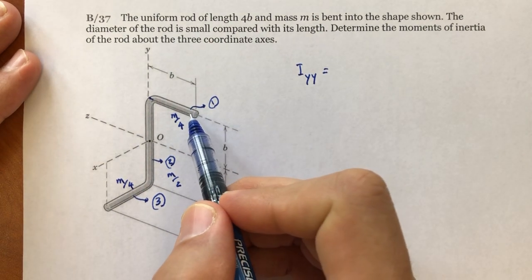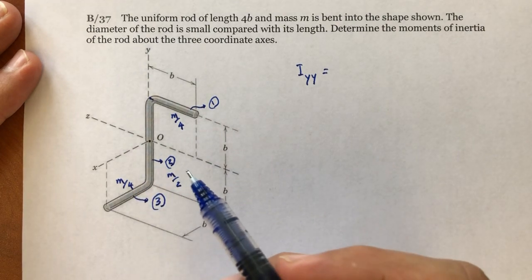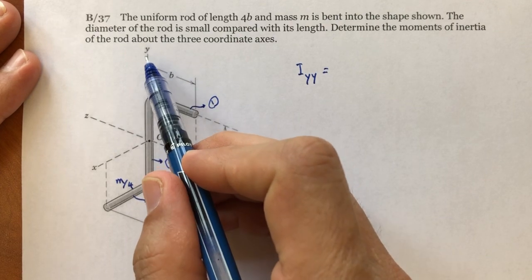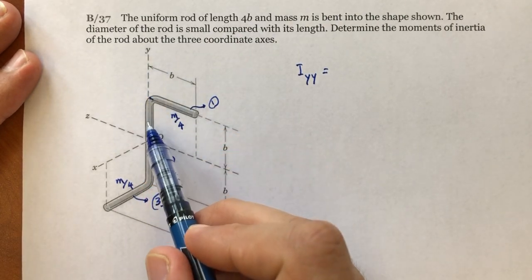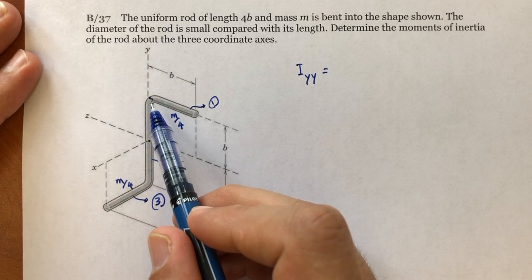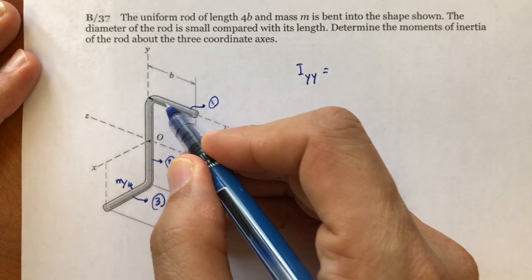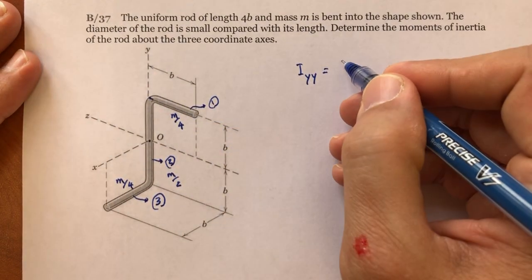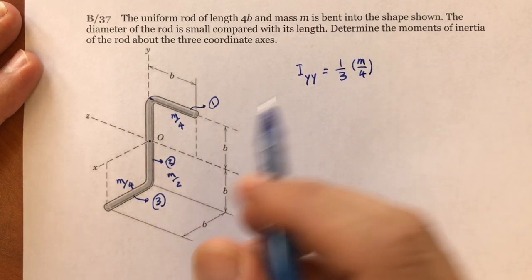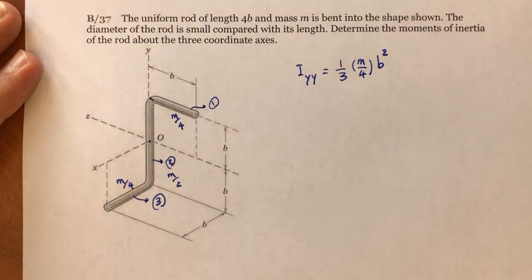Now, what is the mass moment of inertia of the first one about the y-axis? We have solved this problem before. Whenever we have a rod, the mass moment of inertia about an axis passing through one end of it and perpendicular to the rod is 1/3 of mass times length squared. So for the first part it is 1/3 of its mass, which is m over 4, times length squared, b squared.